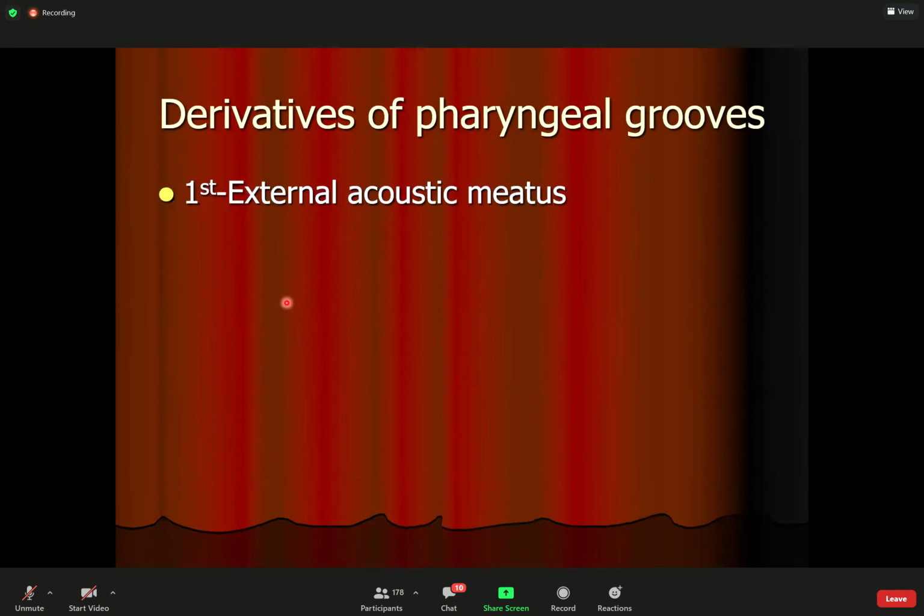The derivative of the pharyngeal groove is the external acoustic meatus. Everybody knows this is not the pharyngeal pouch. It is outside. The groove is outside. The pouch gives the auditory tube. The derivative of the pharyngeal pouch is the auditory tube. The derivative of the pharyngeal groove is the external acoustic meatus. When you put your finger in, one finger goes inside. That is the external acoustic meatus.